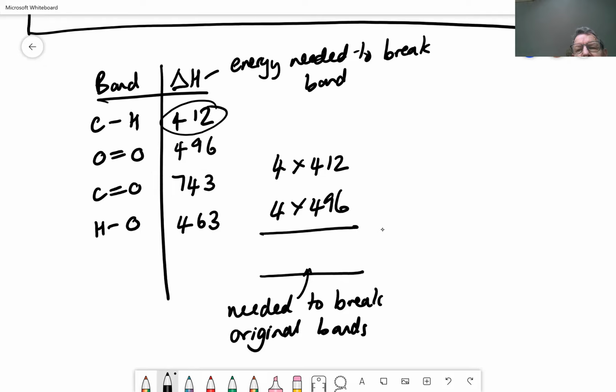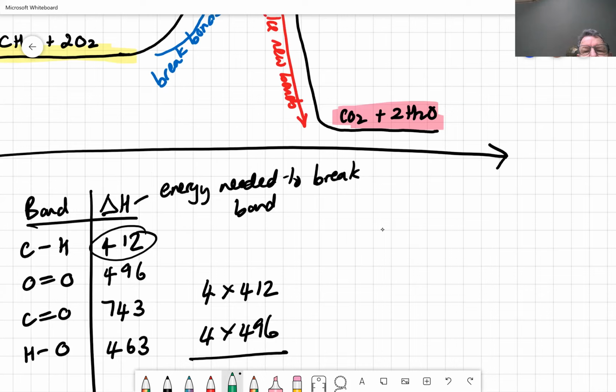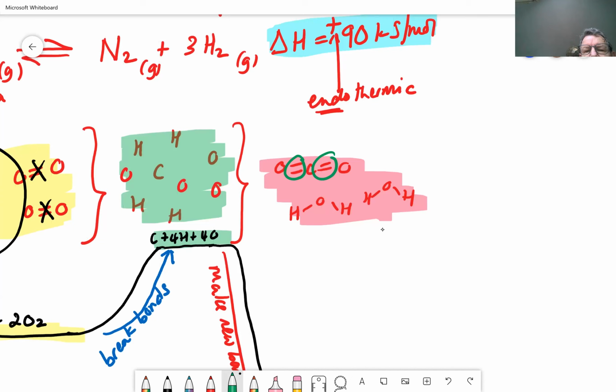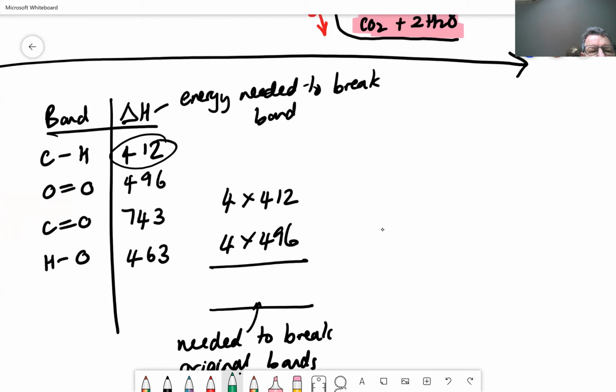And then we make some new ones. I'm going to change the color so you can see where I am. So now I'm going to make 1, 2 C double bond O bonds. Okay, so I'm going to make two of those, and they're worth 743. So I'm going to make 2 times 743. Okay, this is the 2 C double bond O. Over here, perhaps I should have said that's 4 CHs, and this is 4.